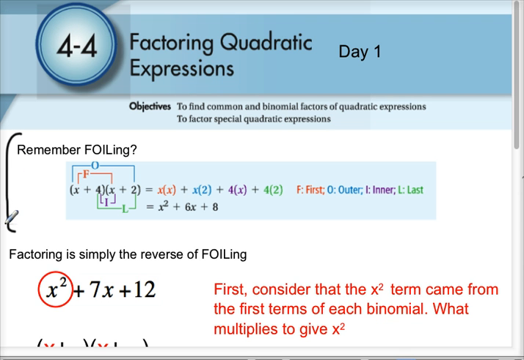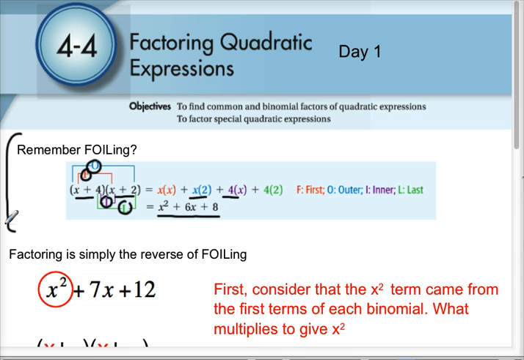So remember foiling is how you multiply out 2 binomial expressions. And what foiling means is the F represents multiplying the first terms, so the x and the x. O represents multiplying the outside terms. I represents multiplying the inside terms. And L represents multiplying those last terms. And once you do all that multiplication, you'll see you have 2 like terms over here to combine, and then you get your standard form quadratic.